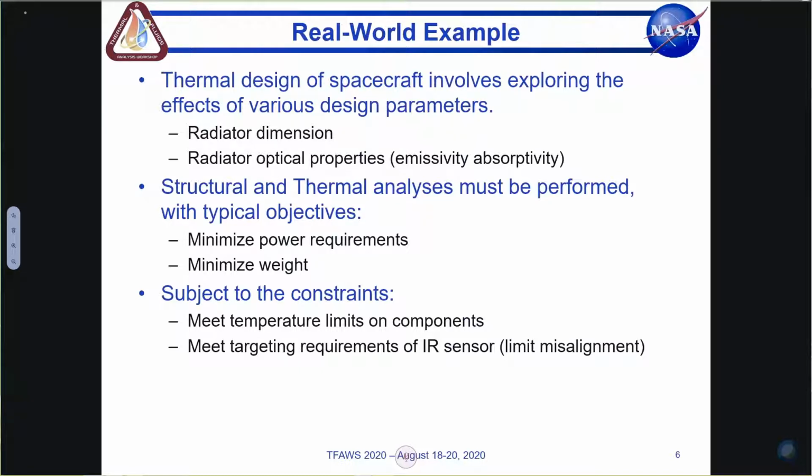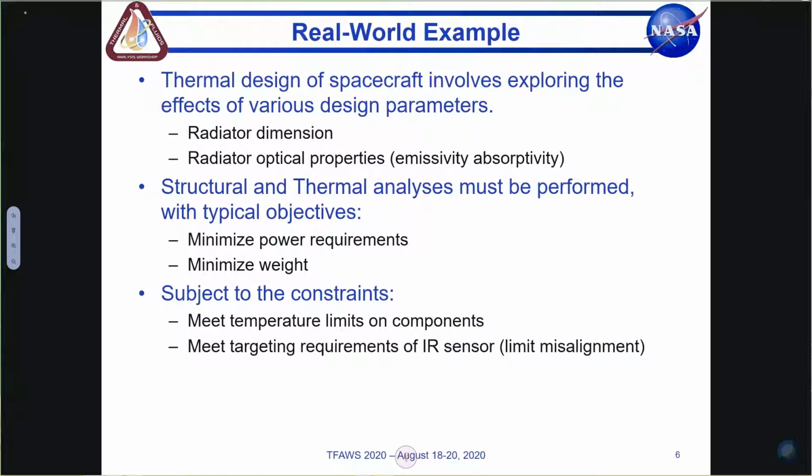The thermal design basically involves exploring the effect of different design parameters. Typical ones can involve the emissivity and absorptivity, but in this case we were looking at the radiator dimension and the radiator optical properties. And then the thermal and structural analysis must be performed, and they have the typical objectives of minimizing power requirements and minimizing the weight. Nothing new there, but it's just to use as an example.